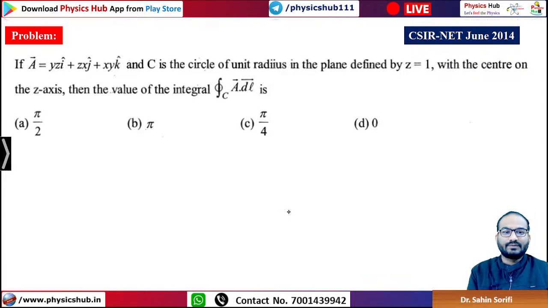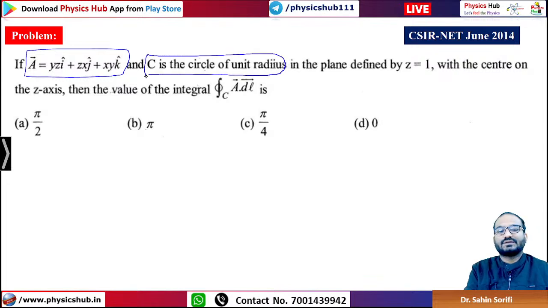Let's consider some problem now. If A, this is the vector given to you, C is the circle of unit radius in the plane defined by z equals to 1 with the center on the z axis, then the value of this closed integral over C of A dot dl. Why this closed sign? Because you are considering a circle. Circle is a closed structure, right? That is why this closed integral is shown, and C is the name of the curve. Can you solve this problem?